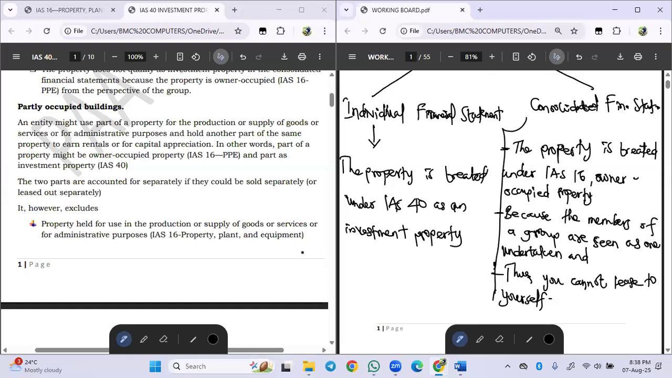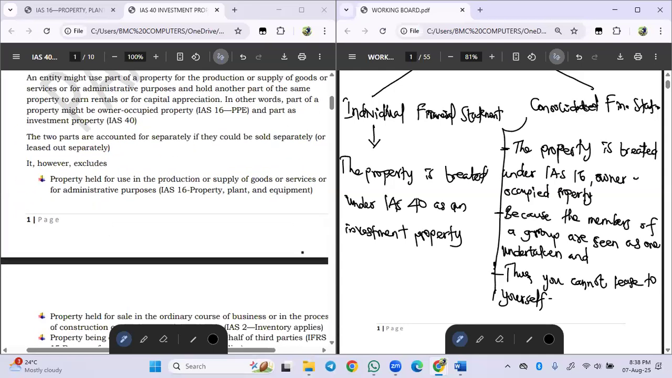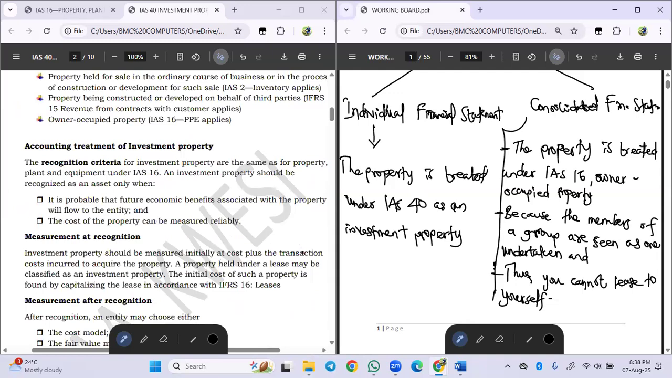Because we've seen some companies that have a store building. Sometimes you see store to let or office to let, okay? So in the same tower, the company will be using some, and other institutions will be using some because they've rented it from that company. The part that they are using for their own administrative and production, or production of goods and services, will be treated in accordance with what? IAS 16 PPE. And those that they've rented out will be treated under IAS 40.